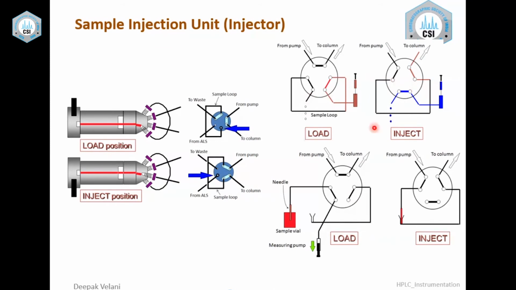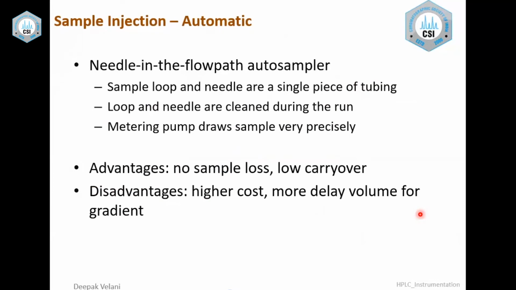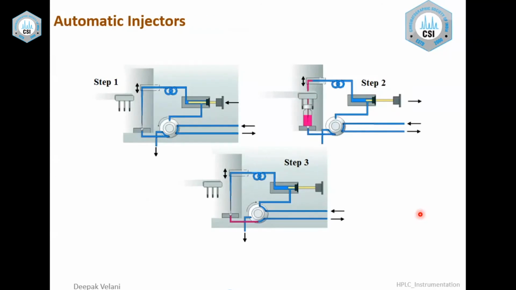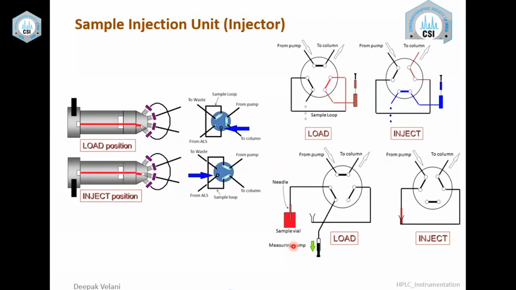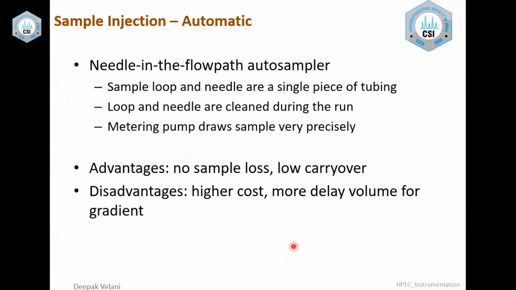Now this is a simple example. There are certain cases where you have dual valves. In one you are loading onto the syringe loop, and then you are injecting it with the loop. So there are two kinds of samplers: the needle in the flow path auto sampler, where the advantages are that there is no sample loss and low carryover, but the cost is very high and there is more delay volume. While in automatic injectors with a loop in the flow path, the loop is in the path and you are filling up the loop, and then the injection is done. So this is what happens in the online injectors. Hope the overall operation of the injector is understood, how it injects the sample. And there are two types: one is the needle in the flow path, and another is the regular kind of isolated injector.